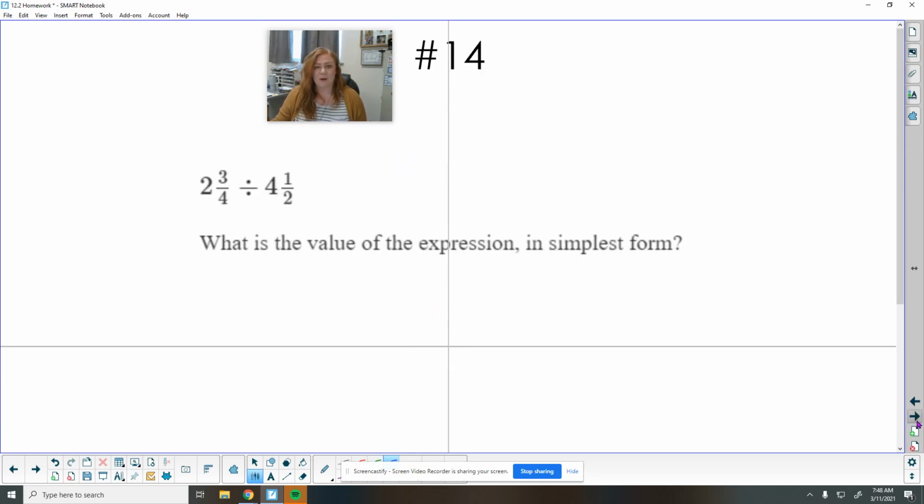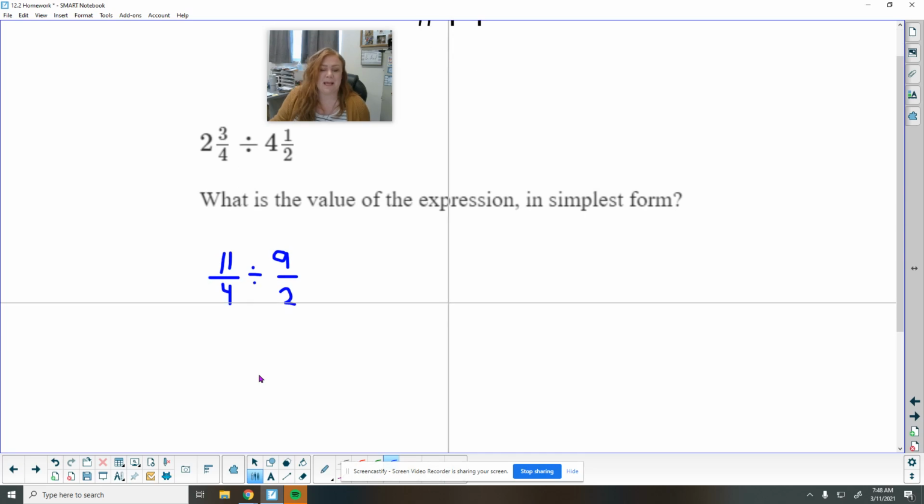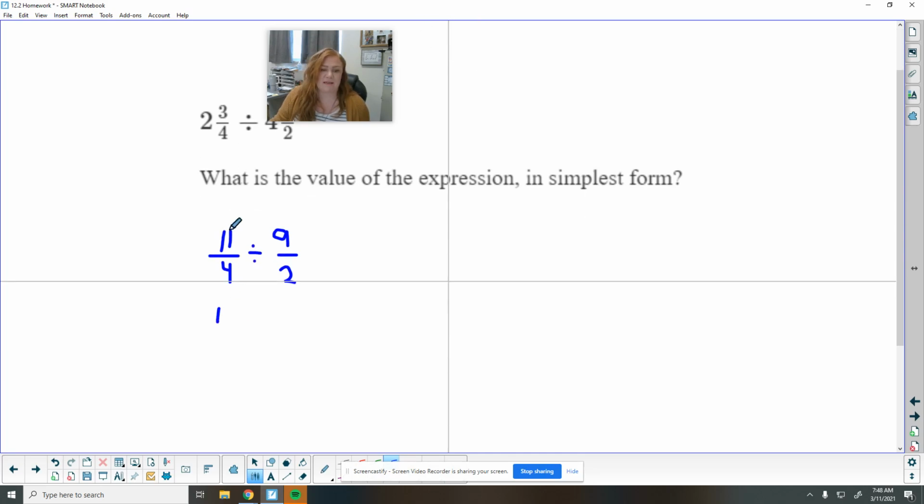Okay, and our last one here is number 14. So we want to find the value. Before we do this, we need to make them improper. 4 times 2 is 8 plus 3, 11 over 4, divided by 4 times 2 is 8 plus 1 is 9 over 2. Our denominator stays the same. Now we can't do 11 divided by 9 very easily. 11 divided by 9 is not a very nice problem.